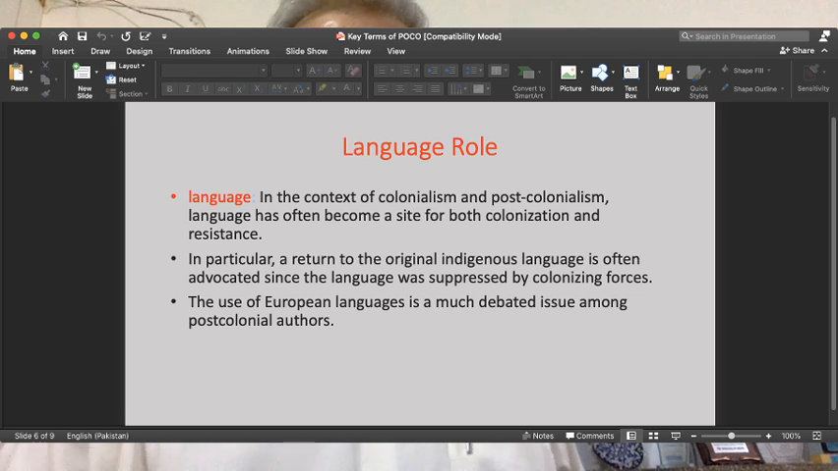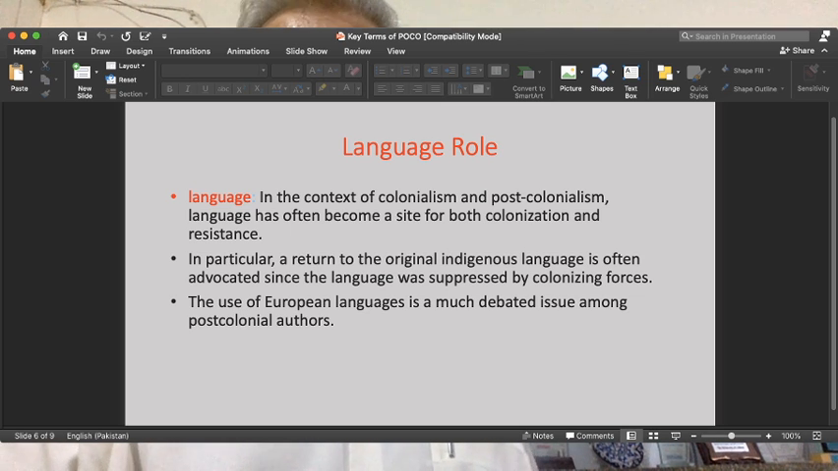Language is the next one. In the context of colonialism and post-colonialism, language has often become a site for both colonization and resistance. In particular, a return to regional indigenous language is often advocated since the language was suppressed by colonizing forces. The use of European language is a much debated issue among post-colonial authors.